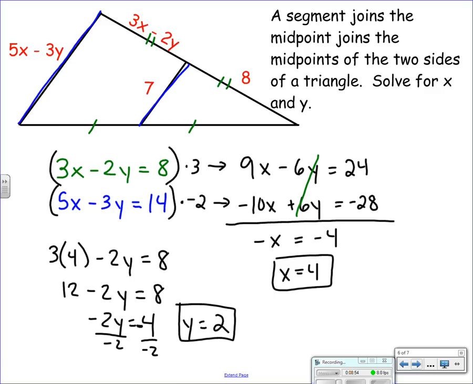So we did a couple theorems. Make sure you remember the midsegment theorem.